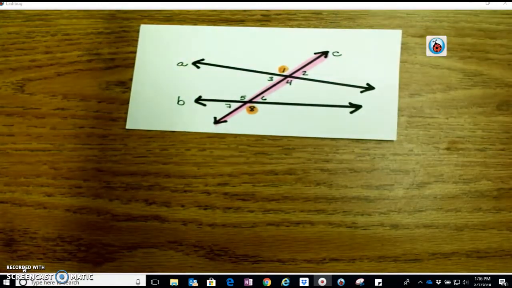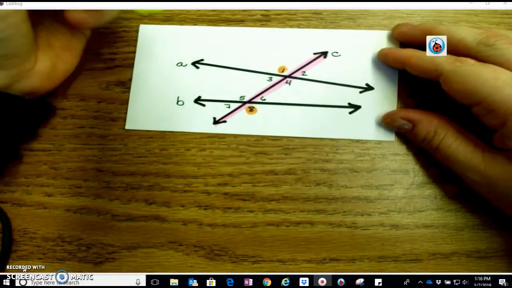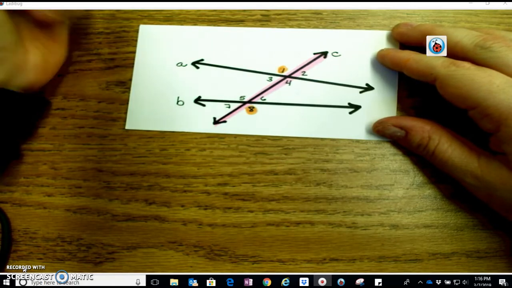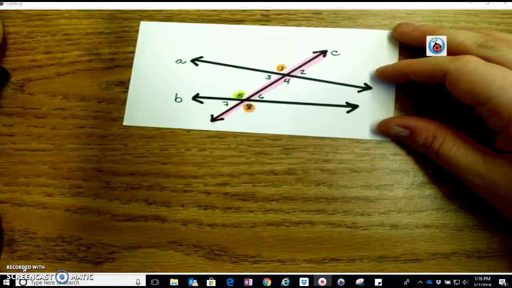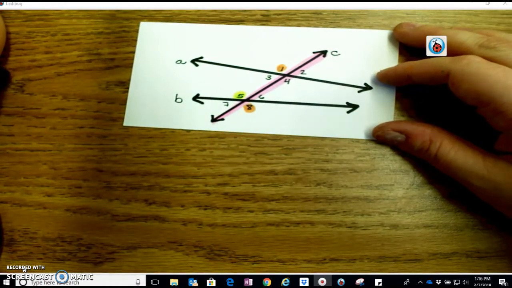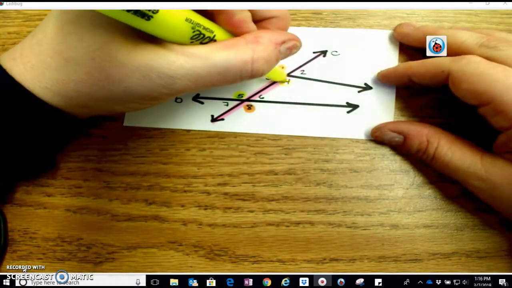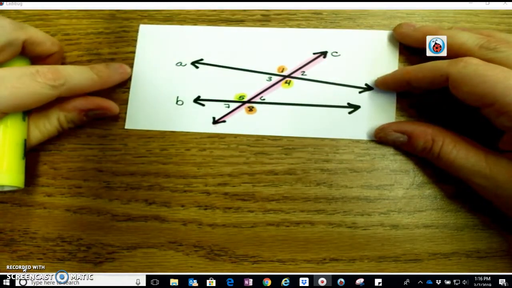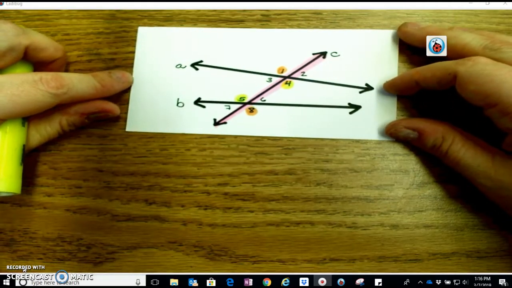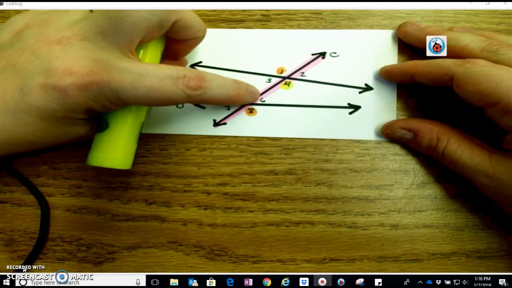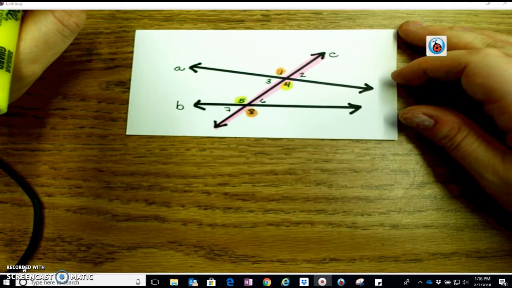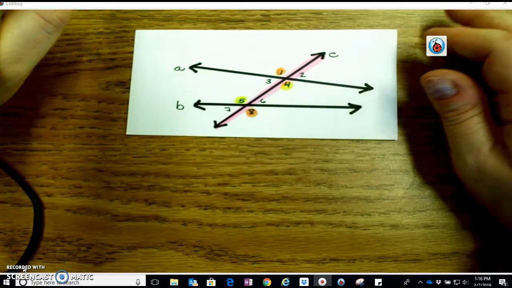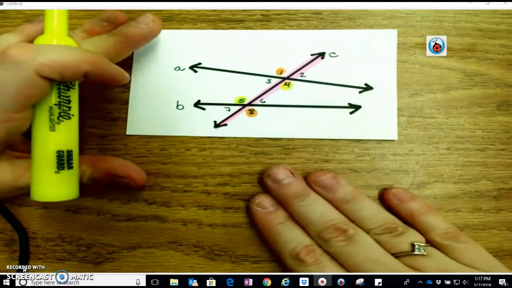Then you have alternate interior. Just like the alternate exterior, they have to be on the opposite side of the transversal. So if I said, what is the alternate interior to angle 5? You would tell me angle 4. And the same thing here, angle 3 and angle 6 would be alternate interior. All right, well, that's the vocabulary.